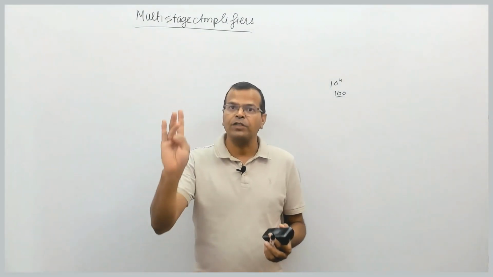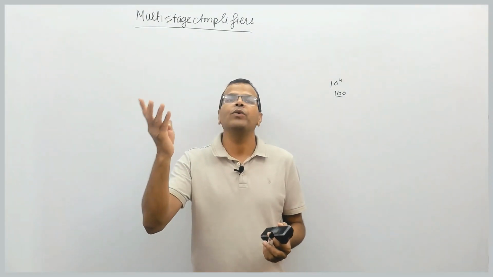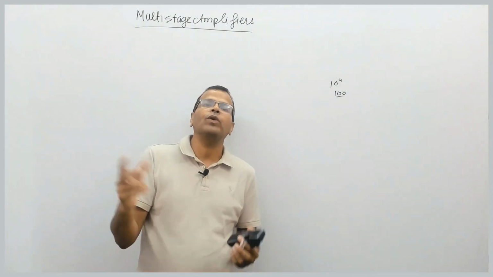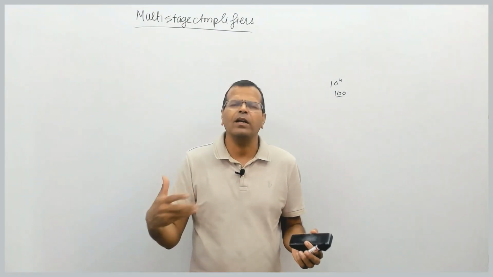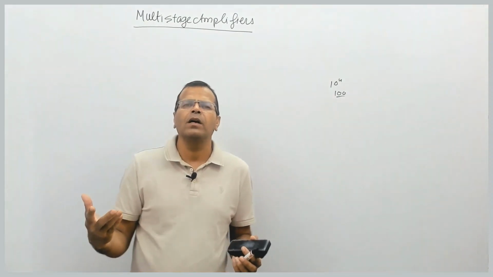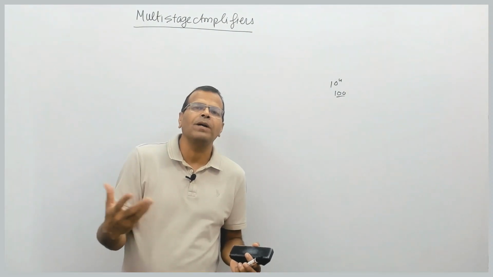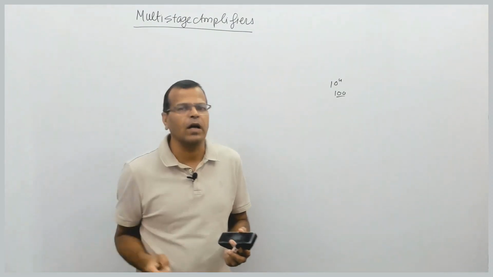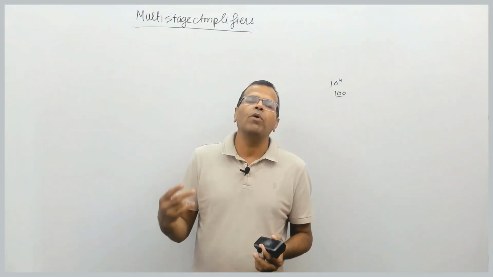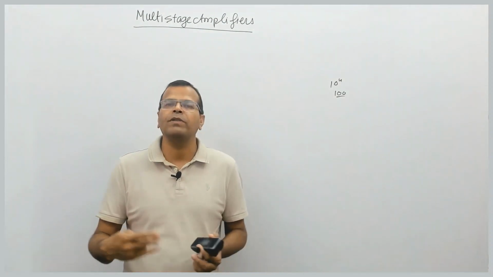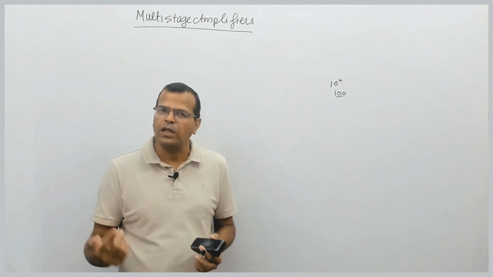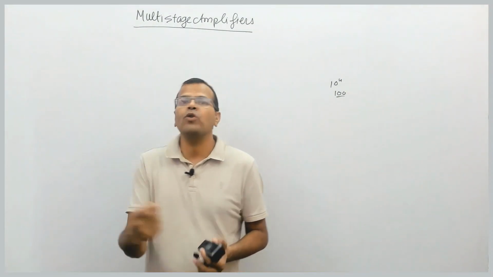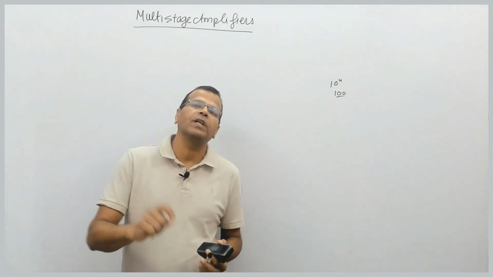We make use of a transformer for coupling. We make use of inductors for coupling, and the last one is direct coupled. So in fact, we can say there are 4 types of coupled multi-stage amplifiers: RC coupled, transformer coupled, inductor coupled, and direct coupled. But in most of the exams, we have questions on 3: transformer coupled, RC coupled, and direct coupled. But the most commonly used is RC coupled because of certain advantages.